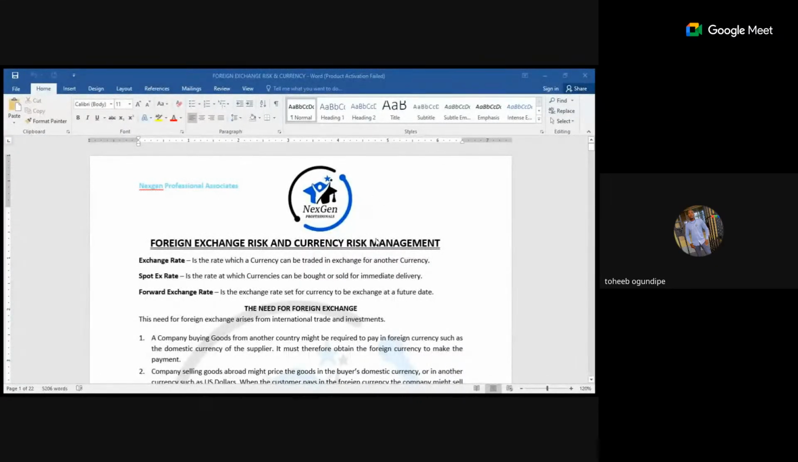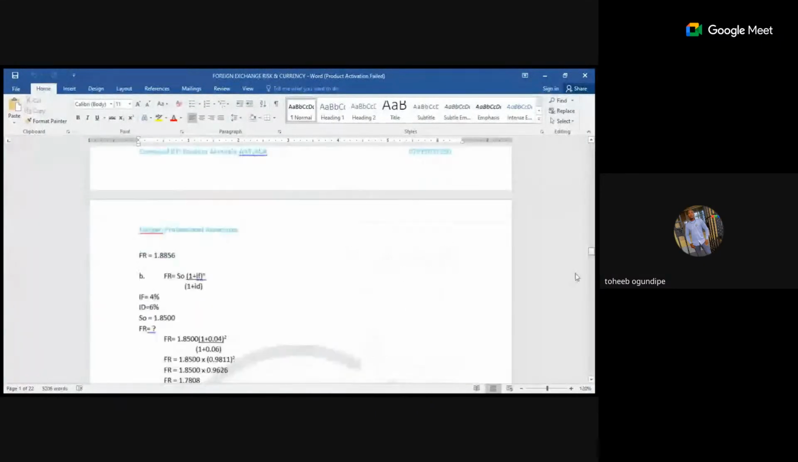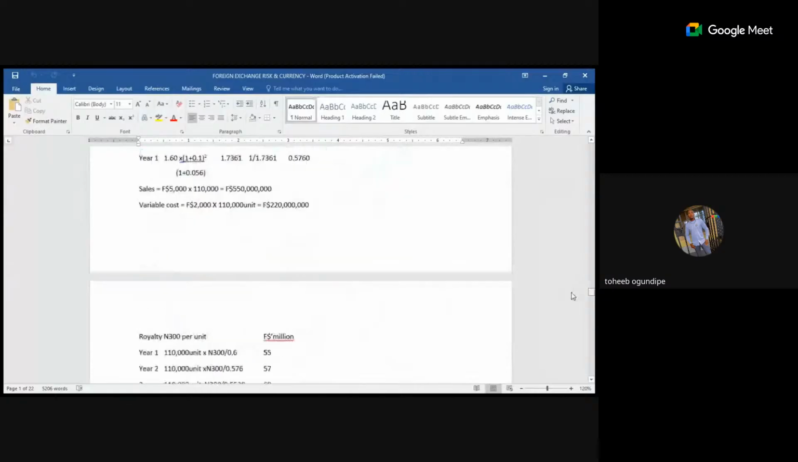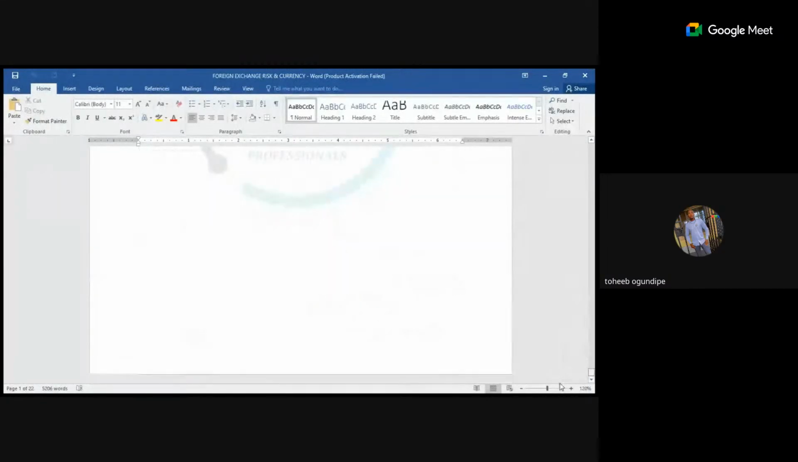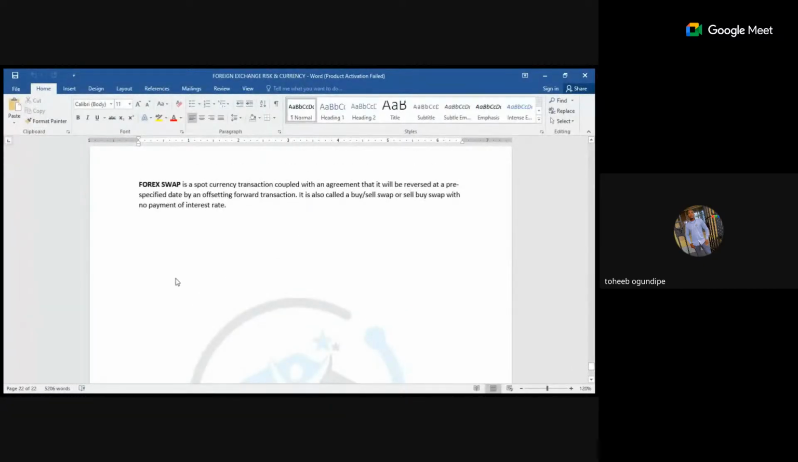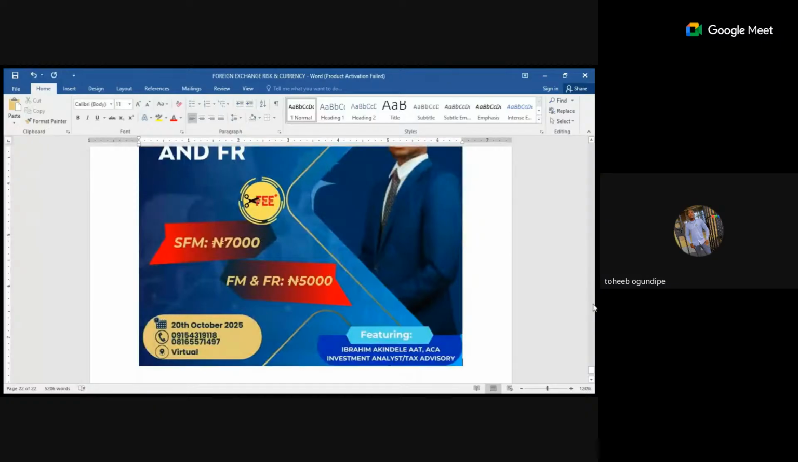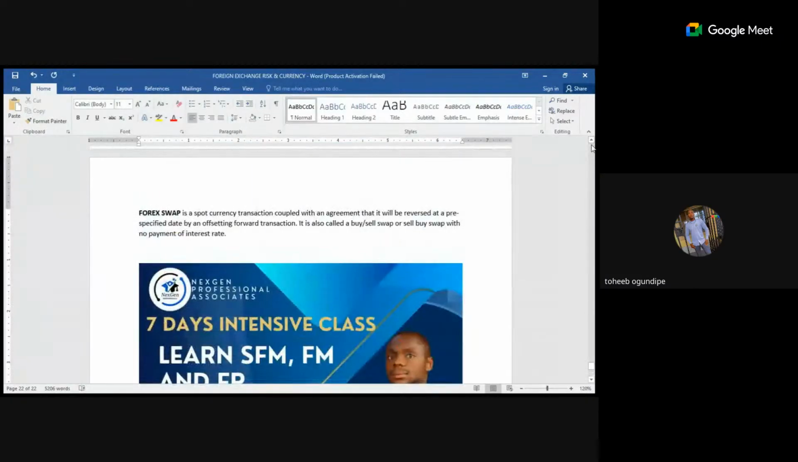And we explained forward exchange rate. Forward exchange rate is the exchange rate set for currency to be exchanged at a future date. So that is our forward exchange rate. Then we moved to the need for foreign exchange rates. Under that, I think I was able to cover three items.